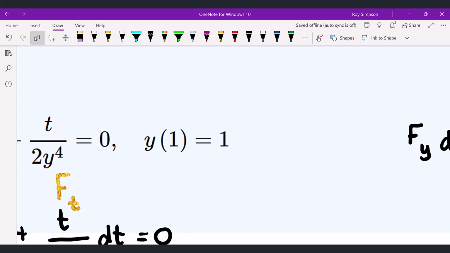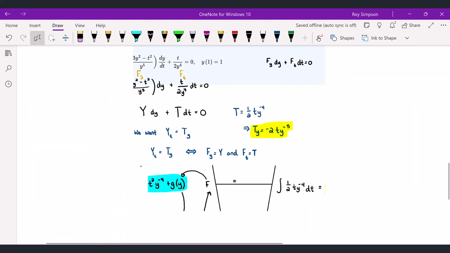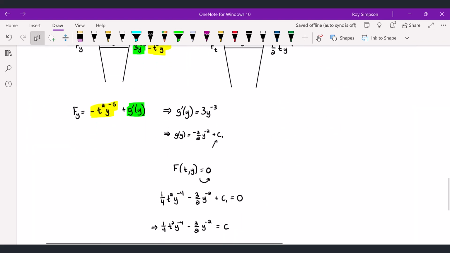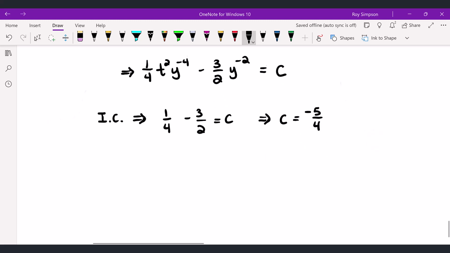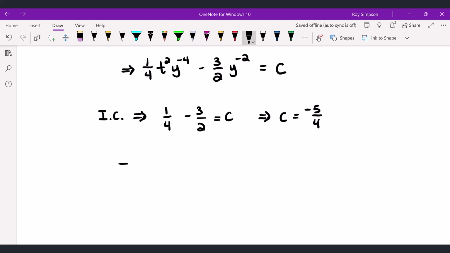So I happen to know when t is 1, y is 1. So let's go ahead and substitute those in to find out what C is. IC means initial condition. I'm just substituting those in. So we get that C is -5/4. And let's go ahead and just rewrite the implicit solution one final time.